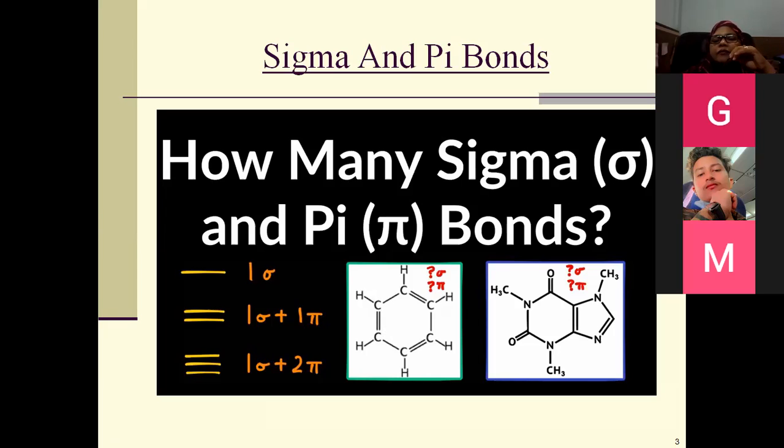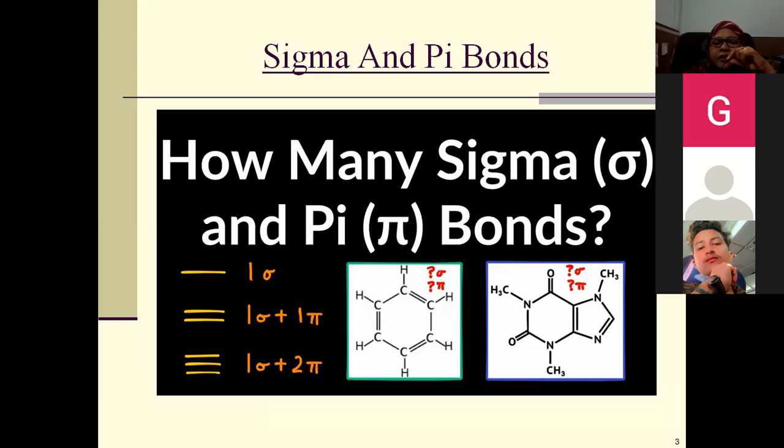Yes, 12. Musab, you are saying something? 12 sigma bonds. How many pi bonds? Three pi bonds and 12 sigma bonds. Three pi bonds and 12 sigma bonds.